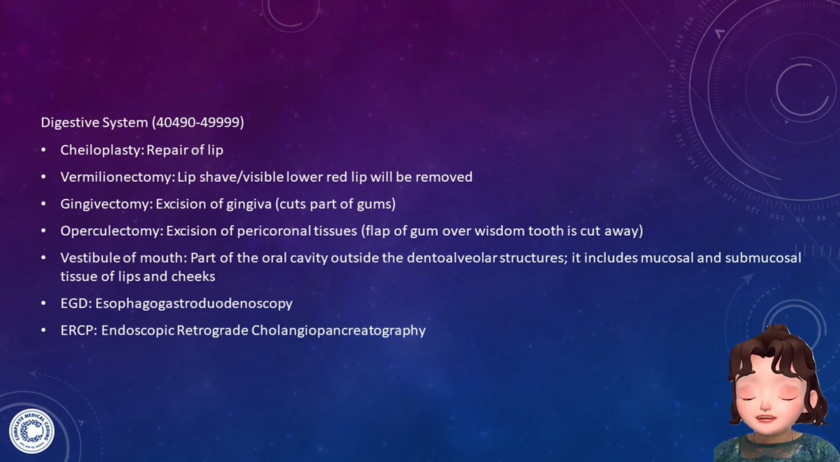Vestibule of mouth, it's important. What do you mean by vestibule of mouth? You can expect this question in an anatomical session. Part of the oral cavity outside the dentoalveolar structures. It means it includes mucosal and submucosal tissue of lips and cheeks.